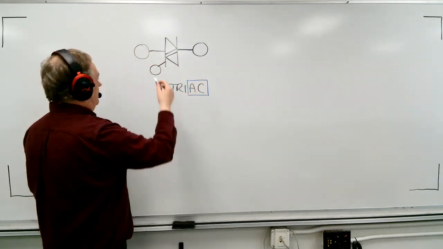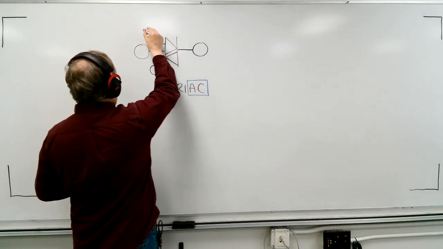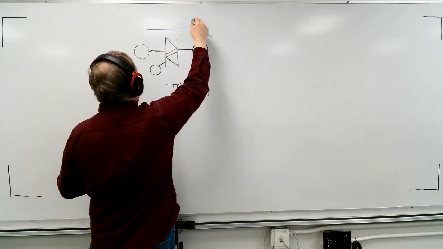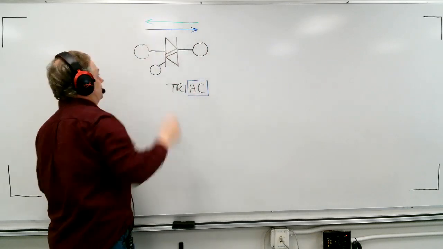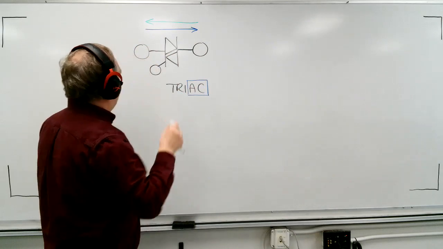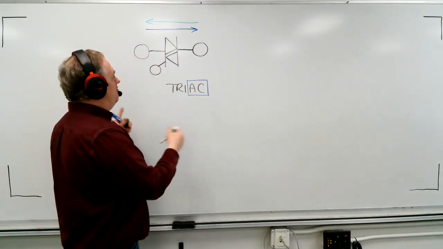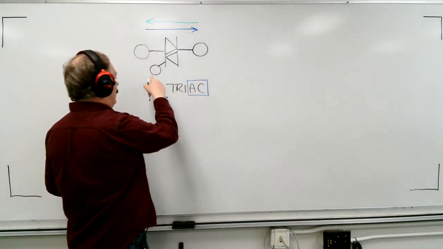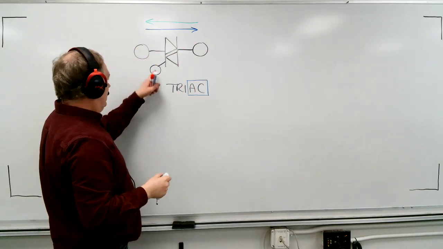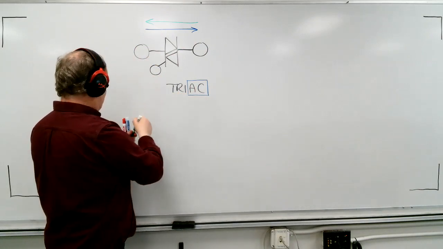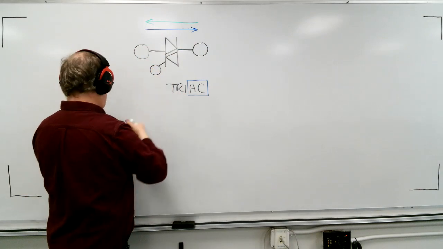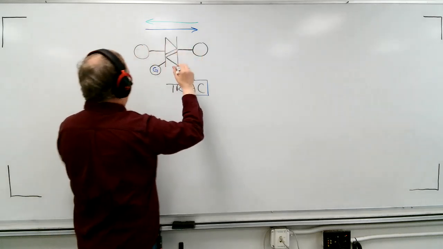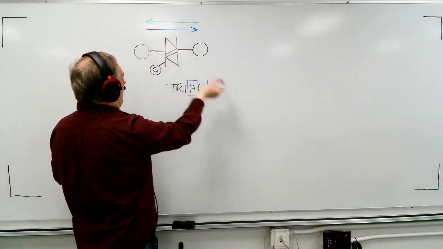And so that means that the current will go this way on one alternation, and then the current will go this way on the next alternation. And what will control how much of each alternation is allowed to be conducted will be when the firing takes place on the gate. Now, the interesting thing about it is that the gate, which is right here, one gate is responsible for firing in either direction.